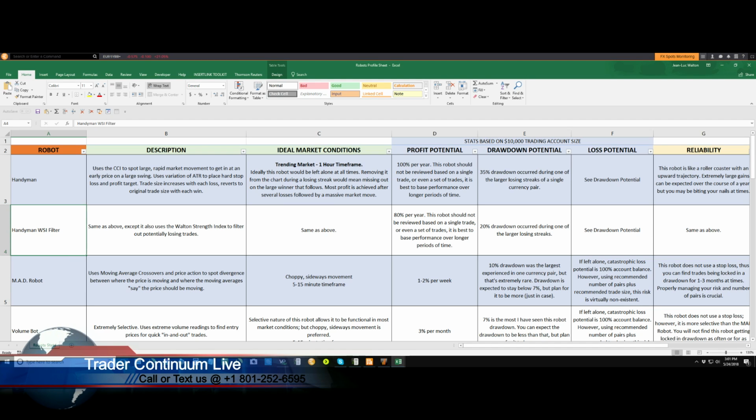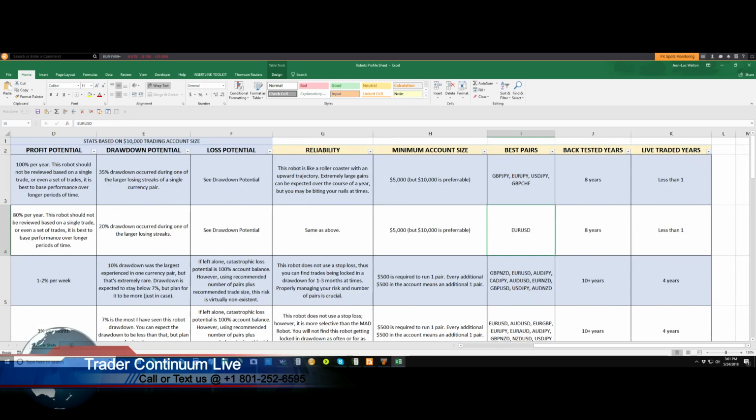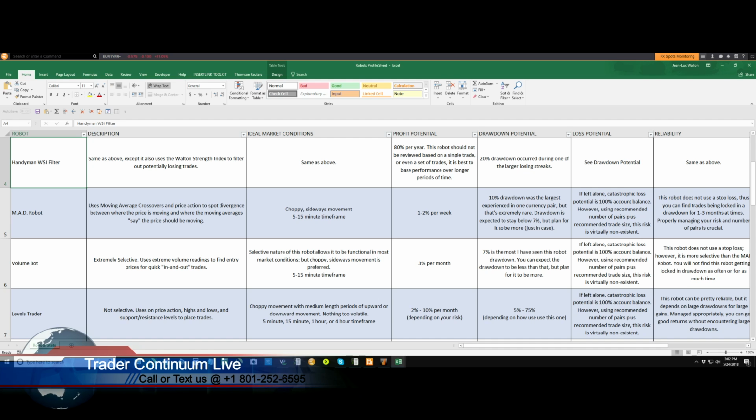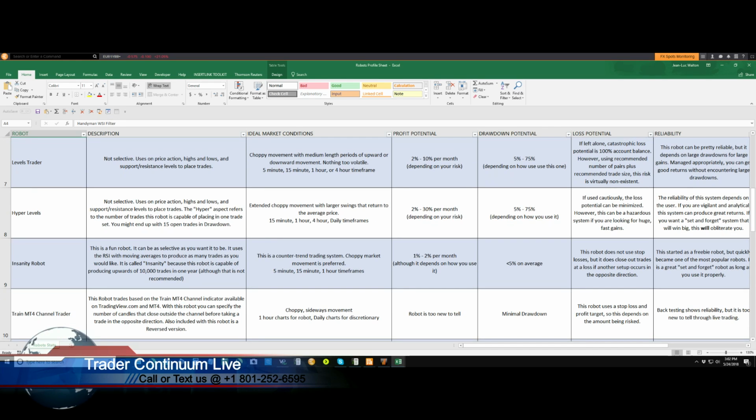The Handyman WSI filter, I would not recommend running on any yen pairs at the moment, especially since I only recommend running it on the Euro US dollar. But the Handyman WSI filter filters out a lot of these very rapid movements, and that's what we're kind of seeing right now in the Japanese yen, is a coming back from that brink. And we would want to be using robots that have stop losses or that trade in the opposite direction once another setup occurs, like the Insanity robot. The Insanity robot doesn't use stop losses, but it will place a trade in the opposite direction and close out the first trade if it has a chance to.